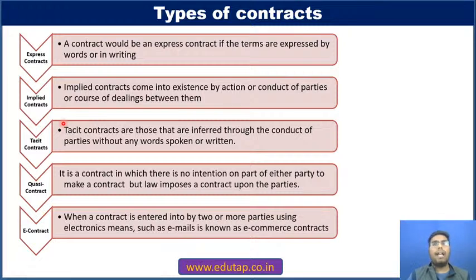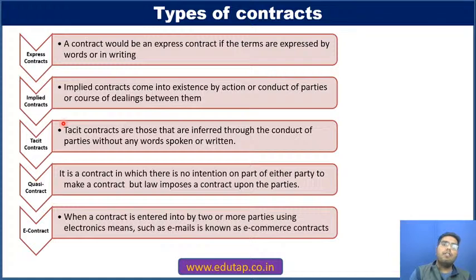So this is an implied contract. It is implied that when I come to him to buy something, it is my duty to pay him. Either I shall be paying him at this time or I shall be paying him after a month. So this is an implied contract. Clear? An implied contract comes into existence by action or conduct of parties.